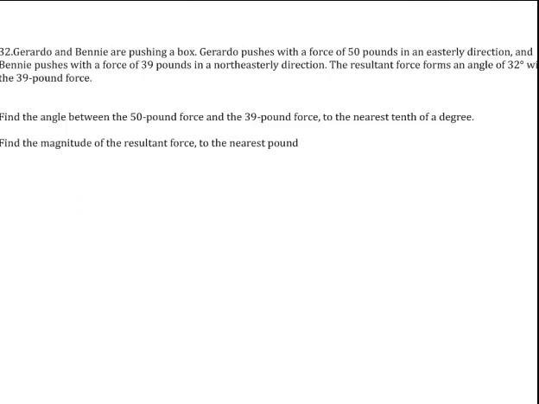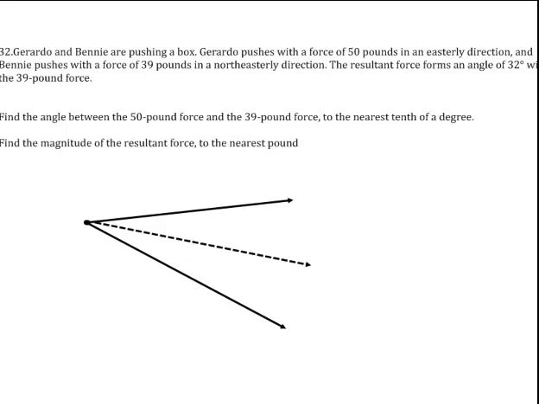And my last one, forces. They're pushing a box. This guy pushes with a force of 50, and this guy pushes with a force of 39. We have a resultant. A resultant is down the middle. All right, so when we do this, we're going to label it now. We got one guy doing 50, another guy doing 39. The resultant forms an angle of 32 with the 39 pound force. So here's my resultant, here's my 39, so this is 32.